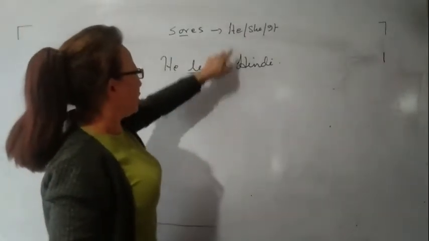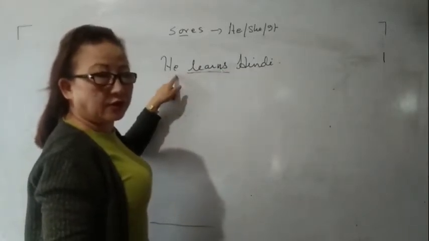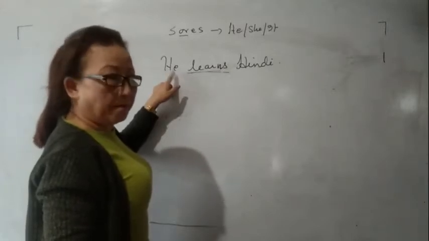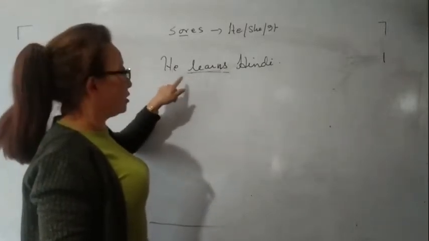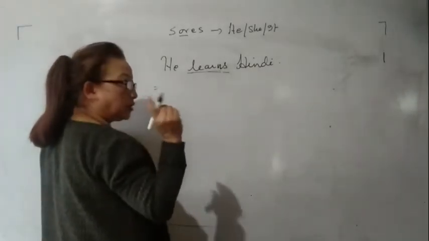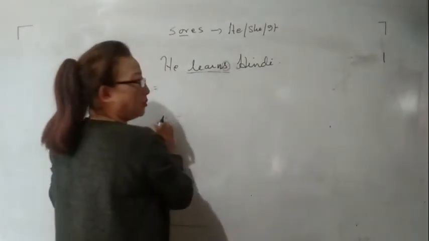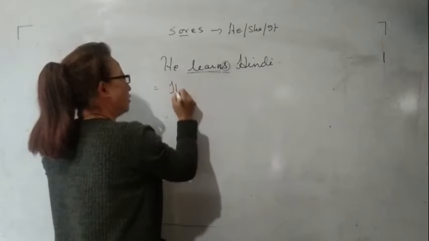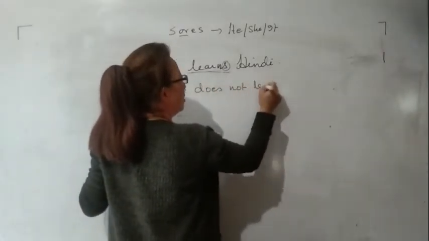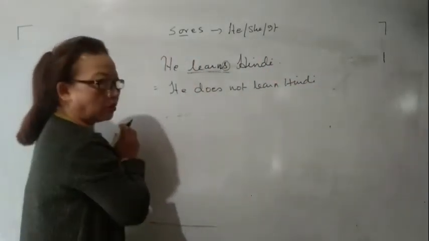He learns English. So I have added S here to show that the subject is present definite tense. It is an action that goes on regularly, that is done regularly by him. When I change this to negative, this learns will not be used anymore. What shall we use? He does not learn Hindi. Oh, not English, Hindi. He does not learn Hindi.